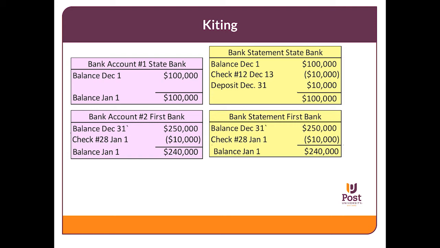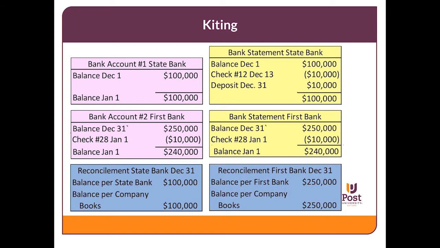Thus, it shows up as a deposit on the state bank statement, but Jones does not record it as a deposit in the bank accounts on the company books until January 1st. In essence, he has temporarily covered the shortage, so on December 31st, the audit date, everything looks okay to the auditor.